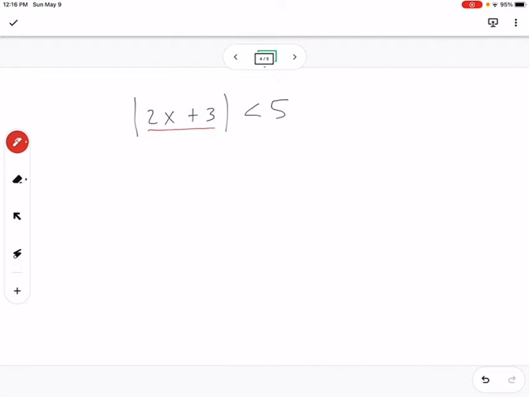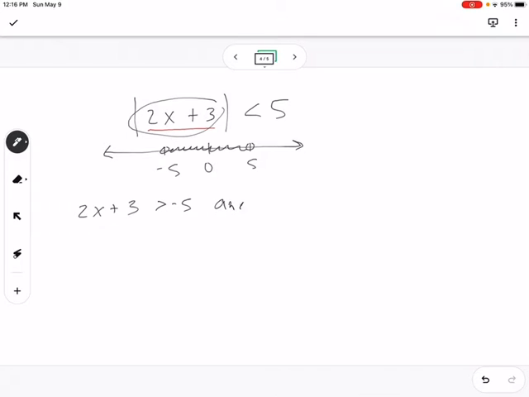So, again, I like to just visualize this on a number line and say, okay, well, what numbers are less than 5 from 0? Well, we just kind of went over this. So that's going to be all the numbers between negative 5 and 5. So now we can write two equations and say, okay, this entire expression has to be between negative 5 and 5. So we say 2x plus 3 is greater than negative 5, and 2x plus 3 is less than 5.